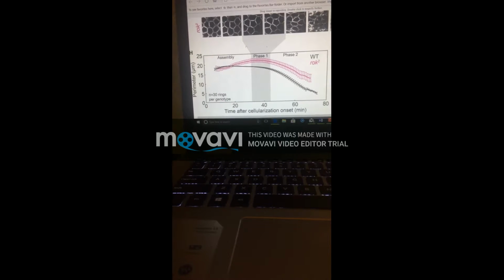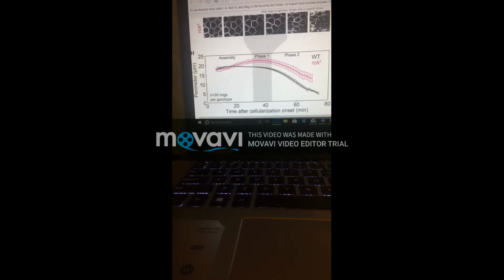G through L is another experiment where they inhibited myosin 2 in an indirect way by disrupting ROK. Now they're using ROK mutants versus the wild-type. G shows the wild-type circularizes as cellularization proceeds, while the ROK mutant circularization is not as efficient as the wild-type. H then shows that the wild-type has a normal perimeter decline of the ring throughout cellularization, whereas the ROK mutant perimeter increases from assembly to phase 1 and begins to decline throughout phase 2.